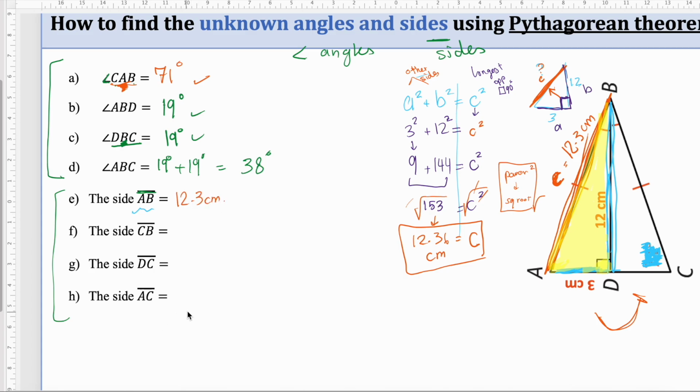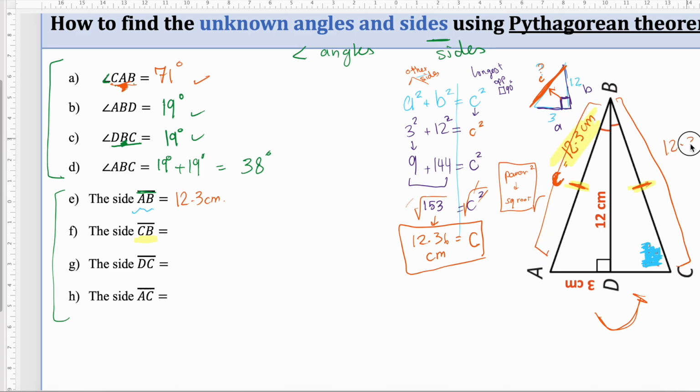That's it. Now they want you to find side CB. CB is basically this side. What is it? It's equal to that side. They are equal to each other. If this one is 12.3, the other one is also 12.3 centimeters. So that's easy.